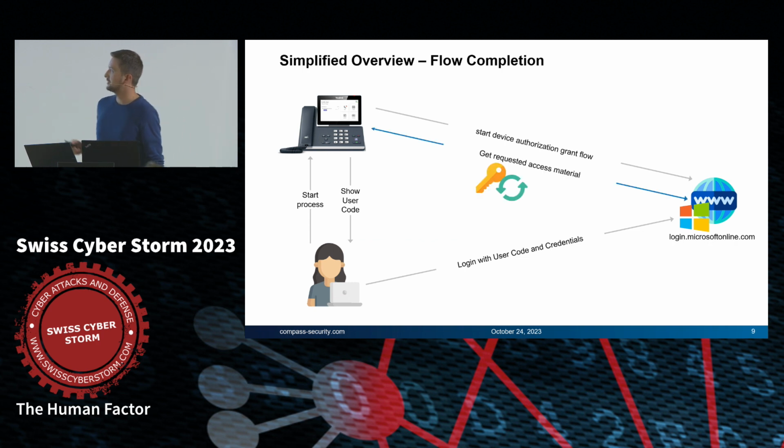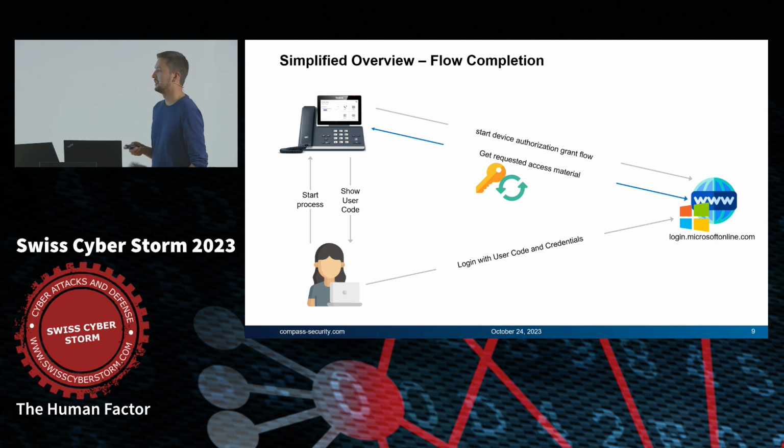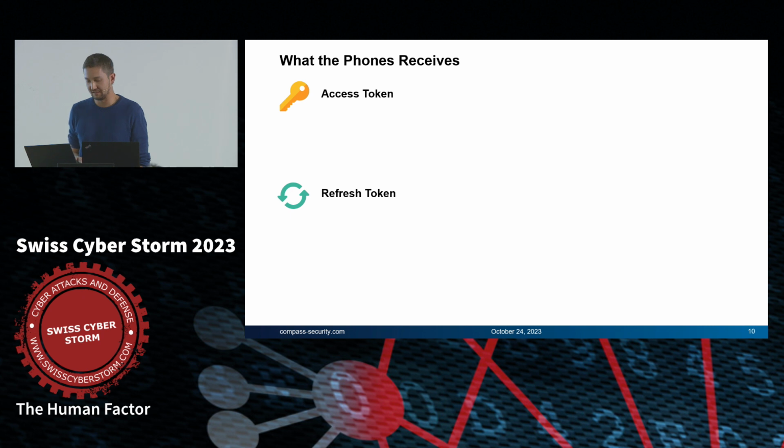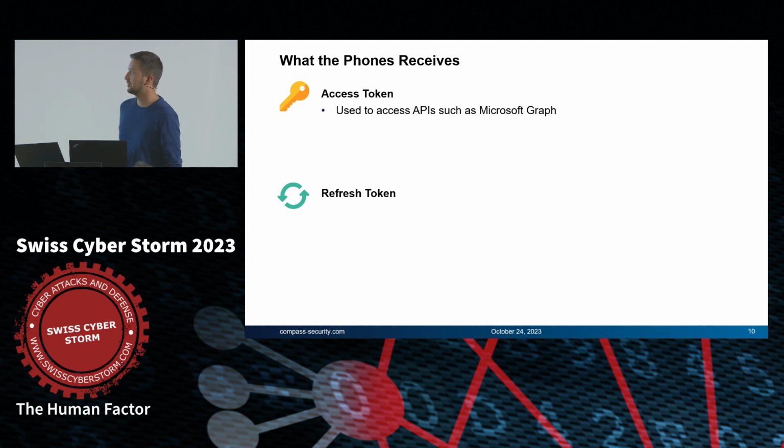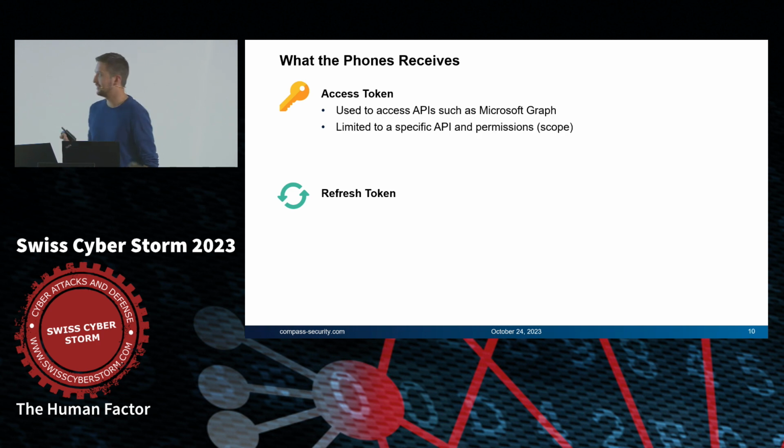So in the background, our phone that was polling now gets some access tokens or access material to connect to different APIs or whatsoever they need to. So this access material, what might this be? One, we have the access token and we have a refresh token. The access token is used to access APIs, such as Microsoft Graph or the discontinued Azure Graph, which I think is highly confusing because of the naming.